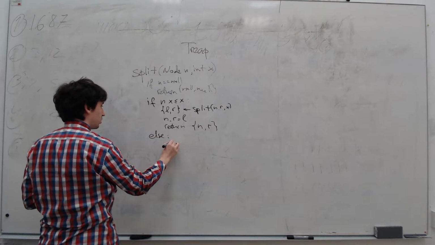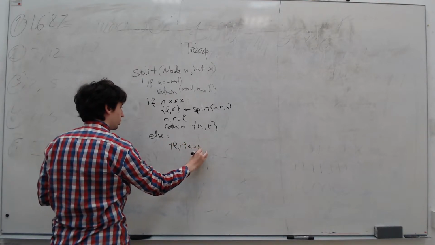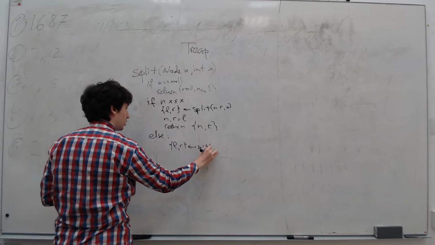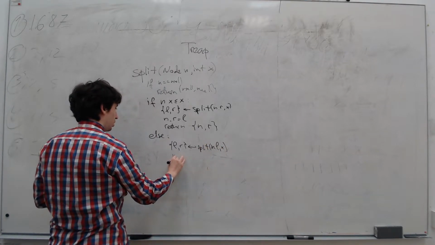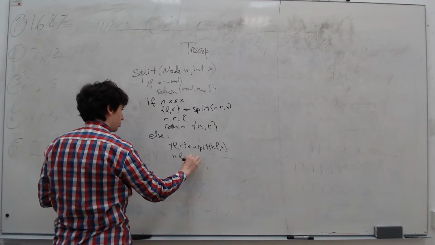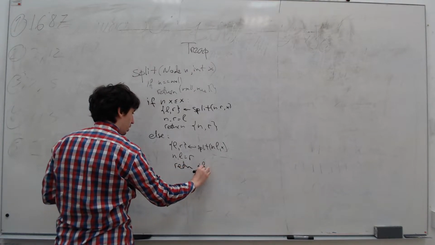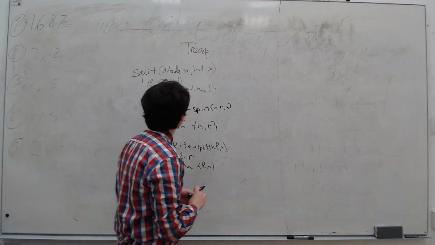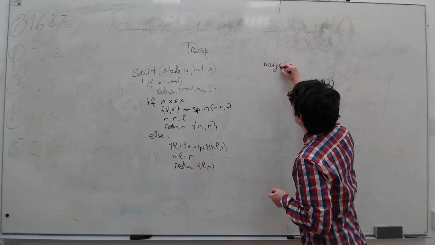Else, we say pair l, r equals split n.l by x, n.left equals r, and return l, n. So this is the split. Merge is kind of similar.